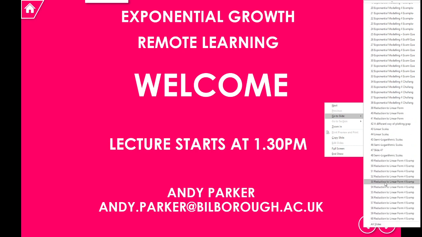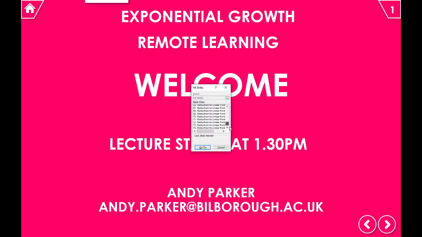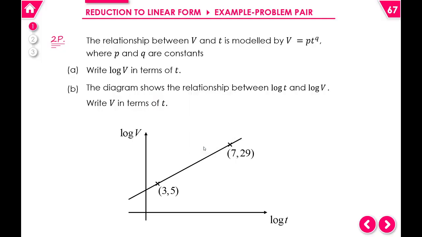Okay, you can scroll down to the bottom. Unfortunately, it only goes down to 60. There's more than 60 slides in this. If you need to go past 60, you can click all slides and then you can get even further down here. You can get all the way to the bottom if you wanted to, and you could just click on one of them and go straight to that slide.